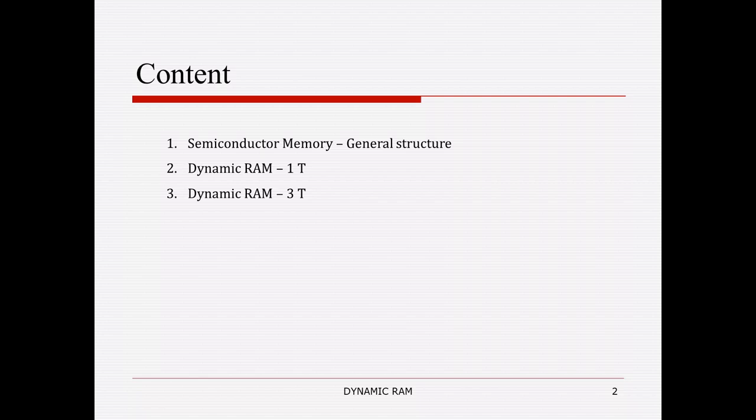Today's presentation deals with these three contents. The first content is the semiconductor memory general architecture. With respect to the general architecture, I am going to explain how the read and write operations are carried out on dynamic RAM memory with one transistor configuration and three transistor configuration.